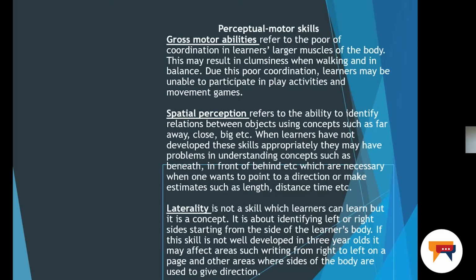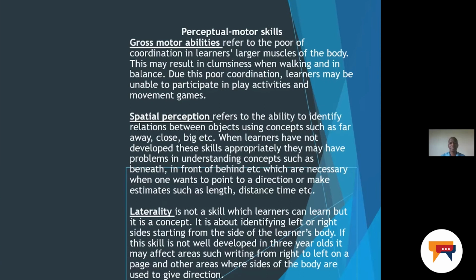Let's look at the gross motor skills, for instance. What are gross motor skills or abilities of the children? These refer to the power of the coordination in learners' larger muscles of the body. You see a child that has got the larger muscles that have not well developed. How do you see that child? They've got a very poor coordination.